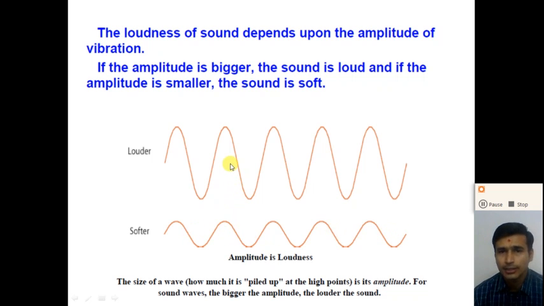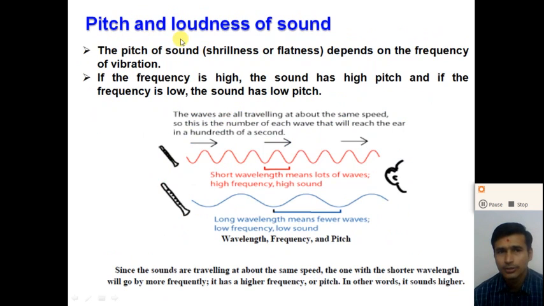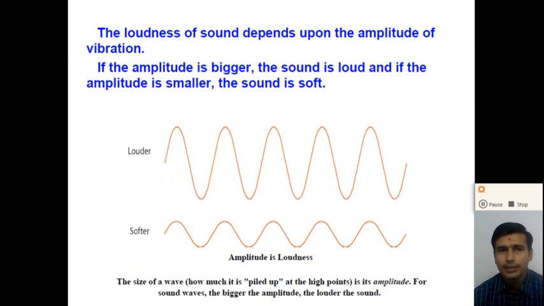So the pitch of the sound depends on the frequency. If the frequency of the sound wave is high, the sound has a high pitch, and if the frequency of the sound is low, the sound has a low pitch, right? And the loudness of the sound depends on the amplitude. If the amplitude of the sound wave is higher, the sound is loud, and if the amplitude of the sound wave is smaller, the sound is soft.